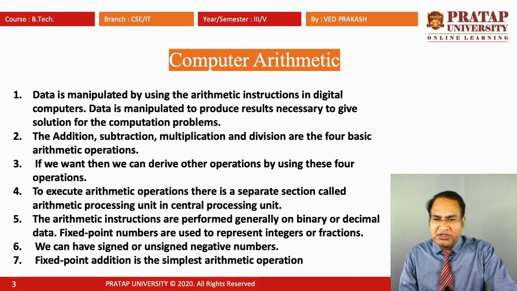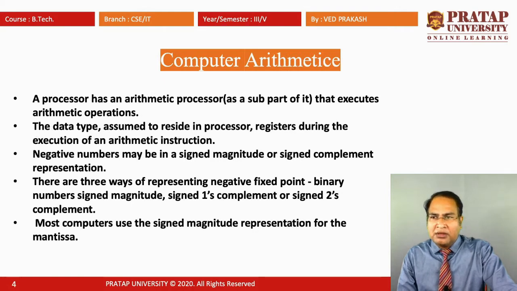The arithmetic instructions are performed generally on binary or decimal data. Fixed point numbers are used to represent integers or fractions. So we can have signed or unsigned negative numbers; the fixed point number addition is the simplest arithmetic operation. A processor has an arithmetic processor as a subpart of it that can execute arithmetic operations. The data type is assumed to reside in processor registers during the execution of an arithmetic instruction.